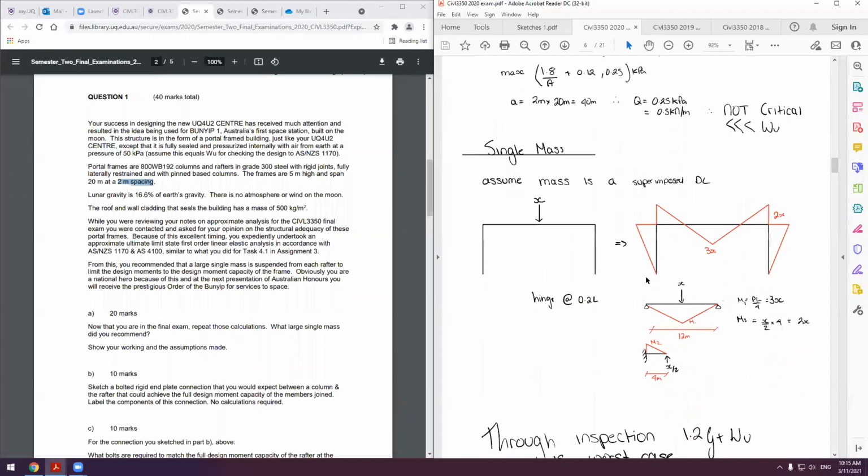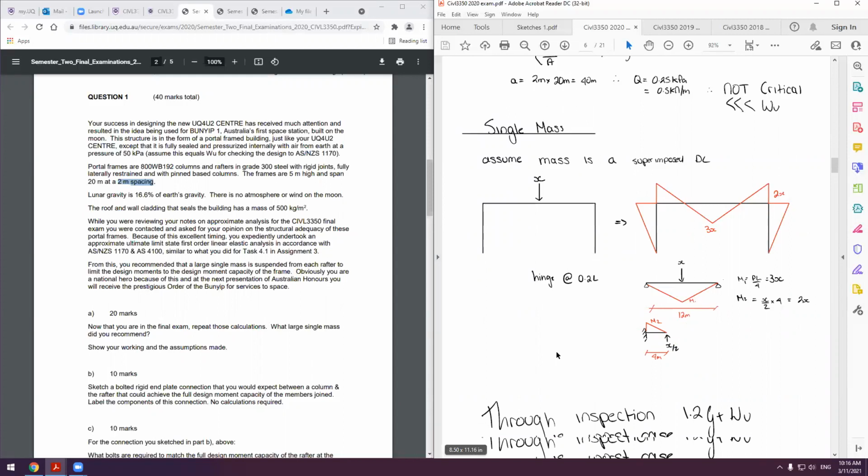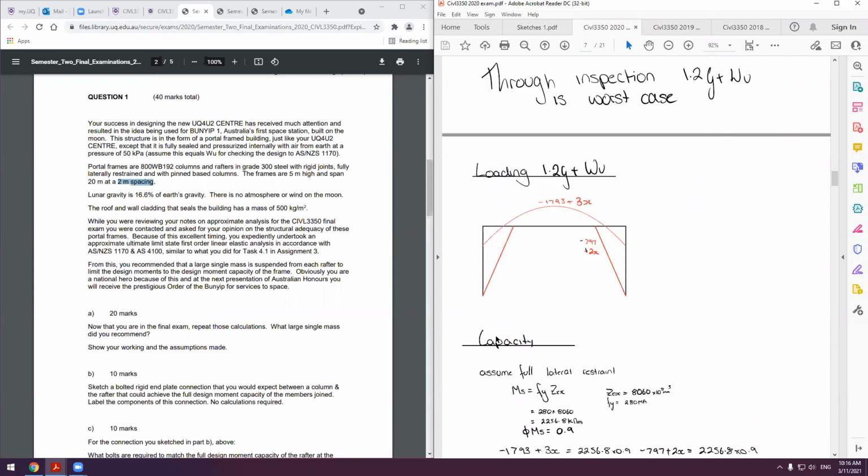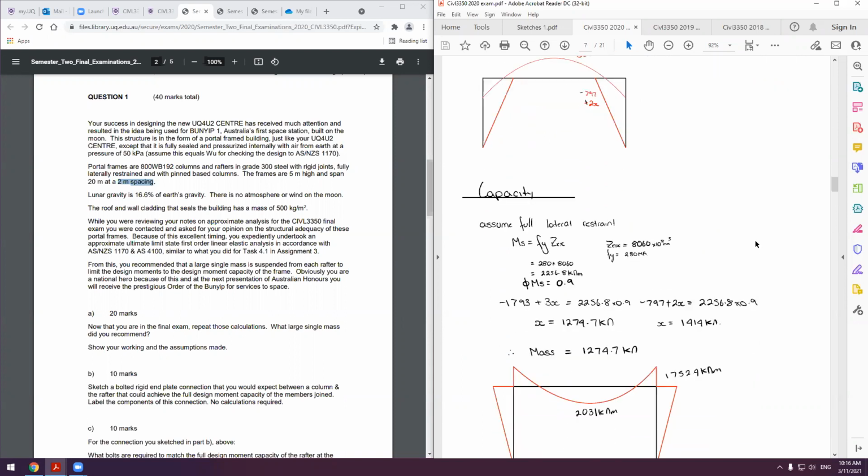The next thing we're looking at is a single mass. It is assumed to be a superimposed dead load. Once again, you just use approximate analysis to get your maximum moment. So we're using an unknown factor X, and you work this out. Through inspection, you can already tell that 1.2G plus that wind load is going to be your worst case. This is because this wind load is so much larger than any other load in our system. So 1.35G is not going to govern at any time. Therefore, we're going to have a look at this load case and our capacity.